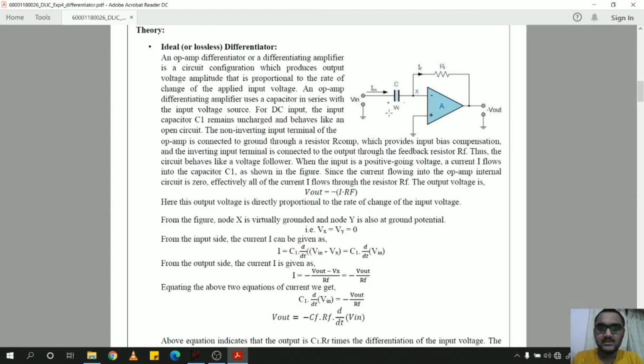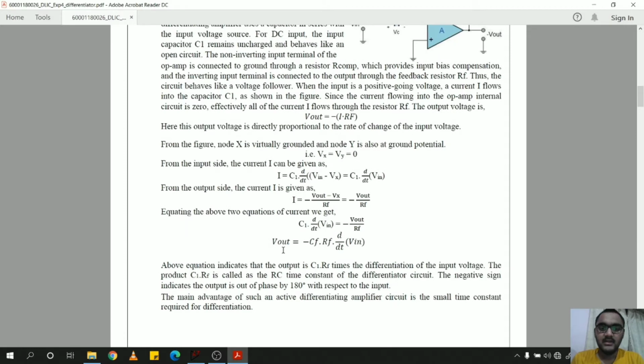In an ideal differentiator, the output is proportional to the rate of change of input. In this configuration, we have connected a feedback resistance in the feedback loop and we have connected a capacitor in series with the input. So as the frequency increases, the gain increases along with it. By solving KCL analysis, we get Vout is equal to minus CF RF d by dt of Vin.